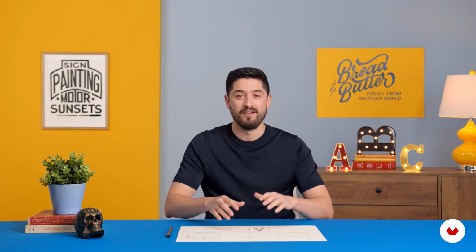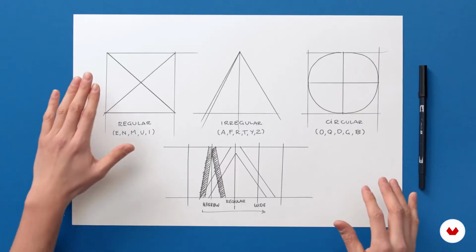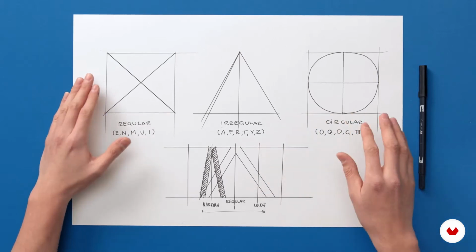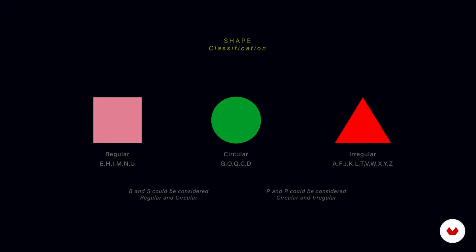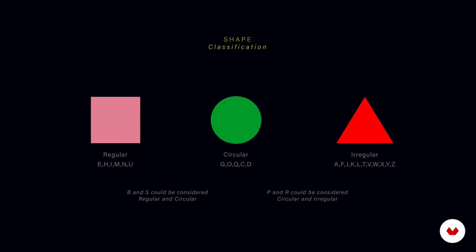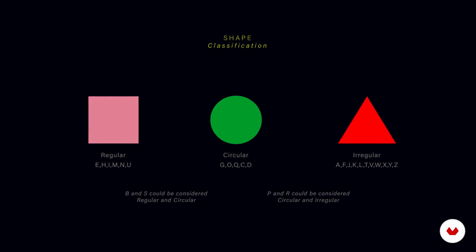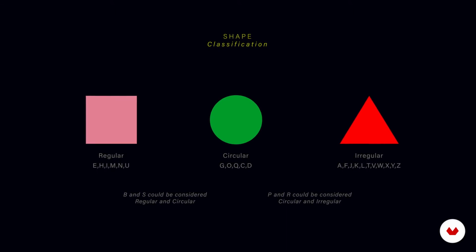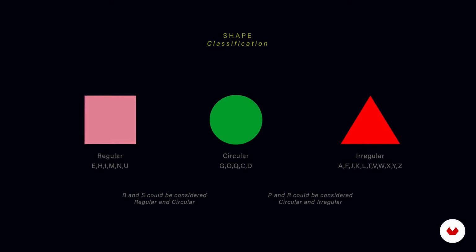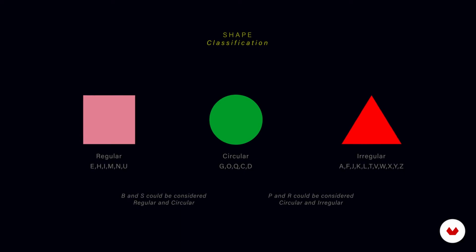There are 3 different sections. We have regular, irregular, and circular shapes. Regular shapes are mostly an E, N, M, U, I. Irregular shapes are mostly going to be an A, F, R, T, Y, Z. And circular shapes, by the shape itself, think of an O, Q, D, a G, a B.